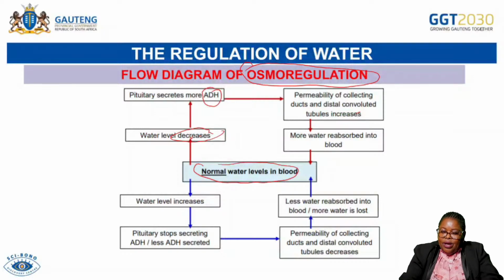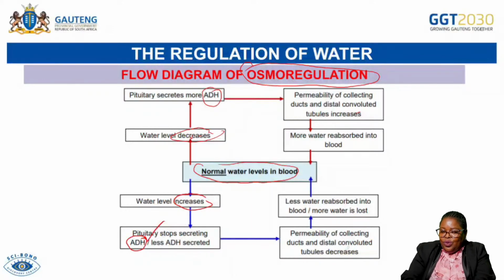It decreased. The opposite way: if we have water level increasing, what is going to happen? If you have more water in your blood, the pituitary is going to stop secreting ADH. Remember, when we have less water, the pituitary secretes more ADH. But when we have more water, the pituitary stops secreting ADH, or less ADH is going to be secreted.